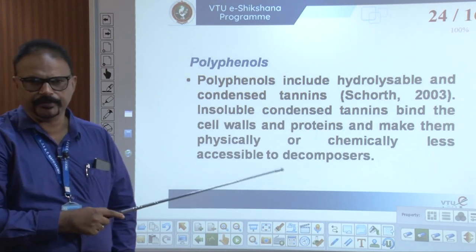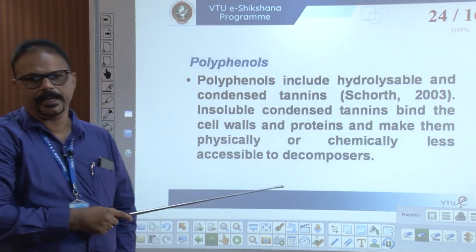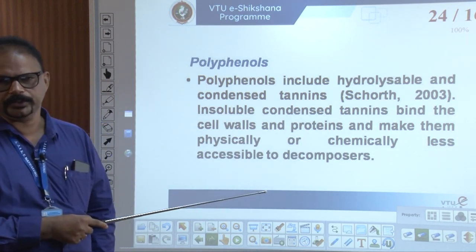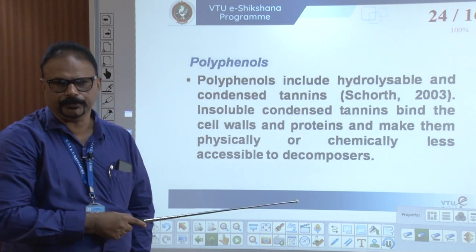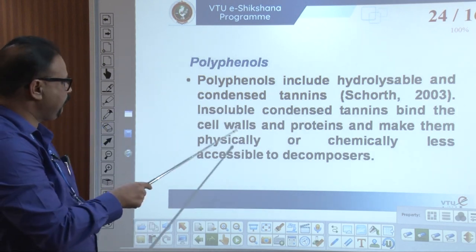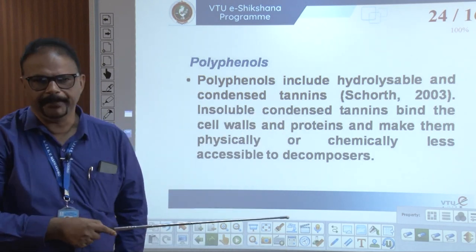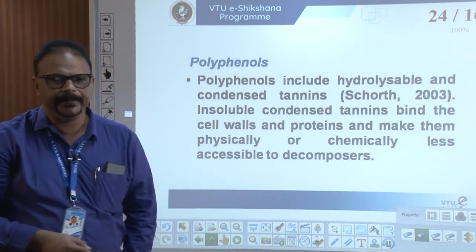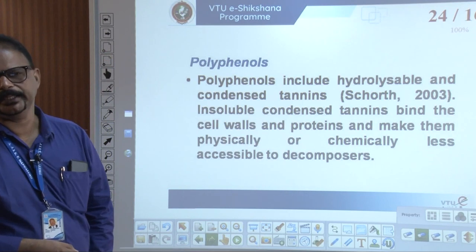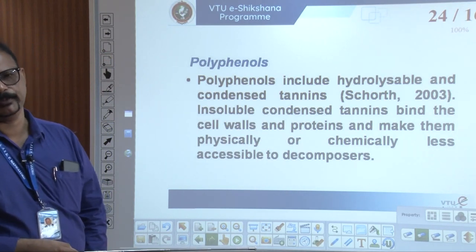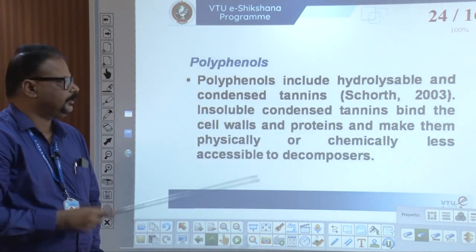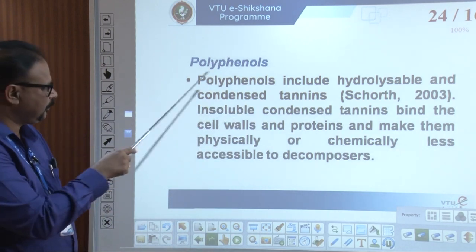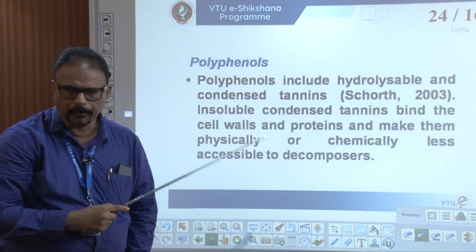Polyphenols include hydrosoluble and condensed tannins. Scientists have shown, in 2003, that insoluble condensed tannin binds the cell wall and protein and makes them physically or chemically less accessible to decomposers. This one, polyphenol, is another factor that affects aerobic composting.